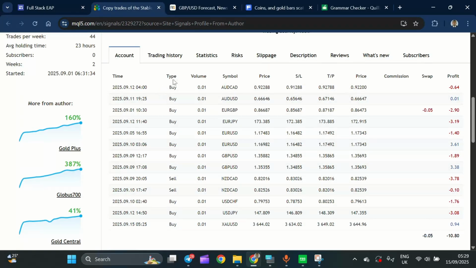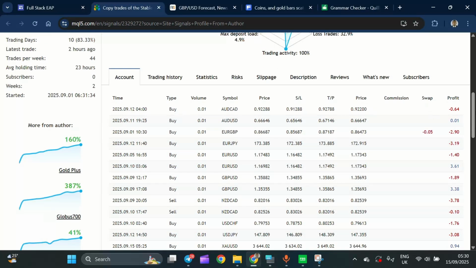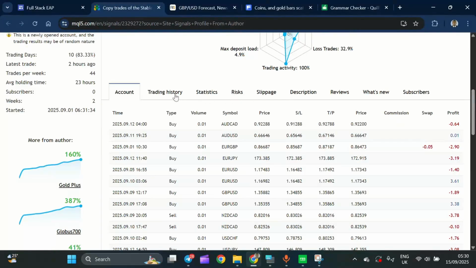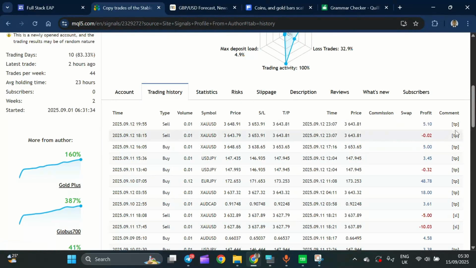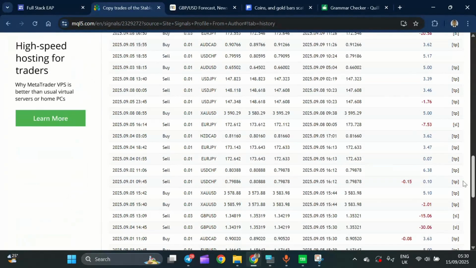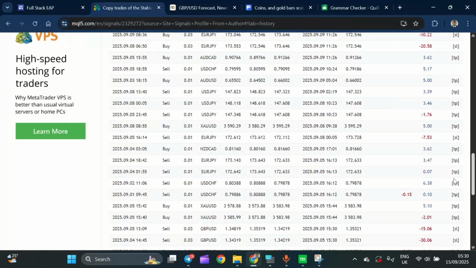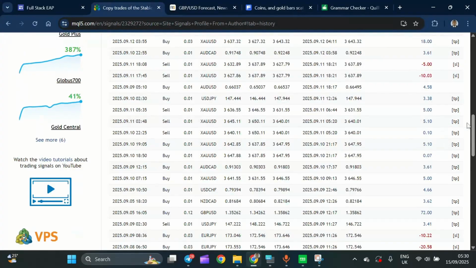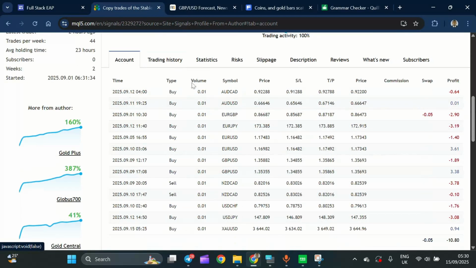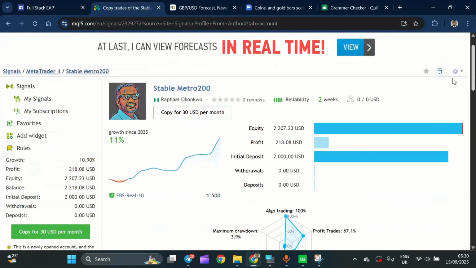So this signal you can follow and all of those things. You've seen that we're already on 11%, and you can also check the trading history, and you'll see how we made profit, and sometimes losses come, right? But at the end of the day, you should just make sure that your profit is always higher than your losses and all of that. All right, so that is what it is.